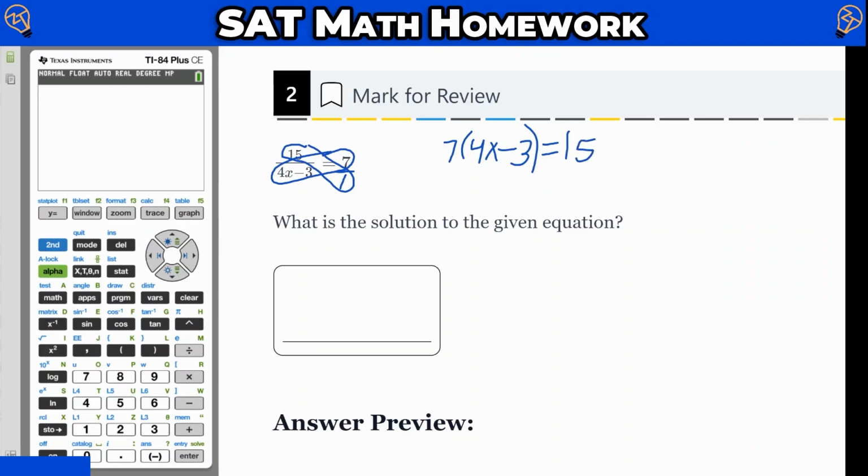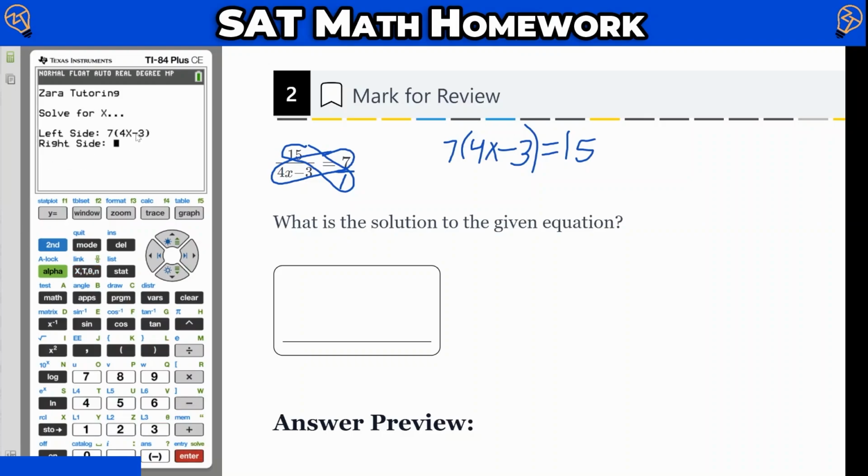Now, I could go to Solver if I want. I don't think that this is a particularly challenging algebraic equation, but we could always go there because x is to the first power, and we could type it in as we see it, and make sure you're using the minus key instead of the negative key when it's within an expression like this. And then the right side is 15.